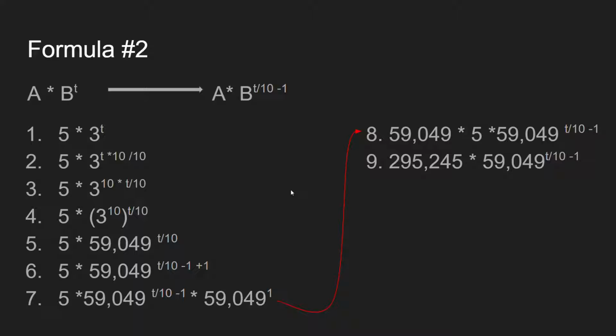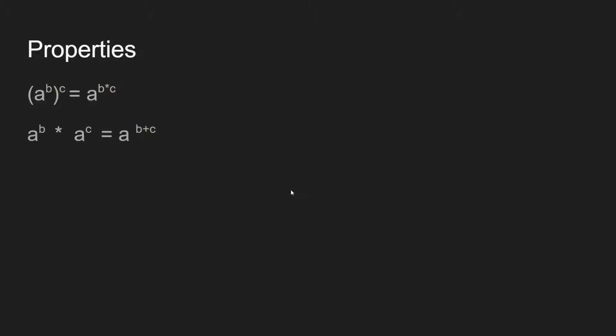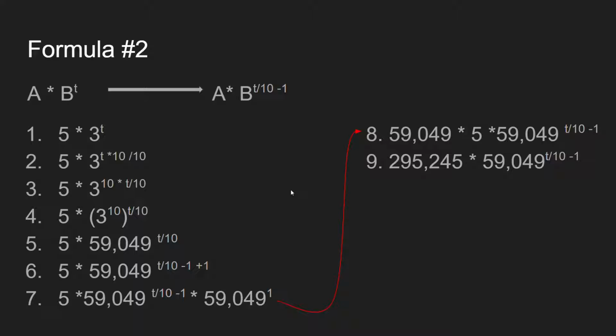Now we're going to use our property: a to the power of b raised by c is the same thing as a to the power of b times c. Now we have 3 to the power of 10, which once we simplify that is 59,049 to the power of t divided by 10, times 5. Now, how do we get the negative 1? Same thing: minus 1 plus 1. Those two cancel out to 0, so then you get 10t divided by 10.